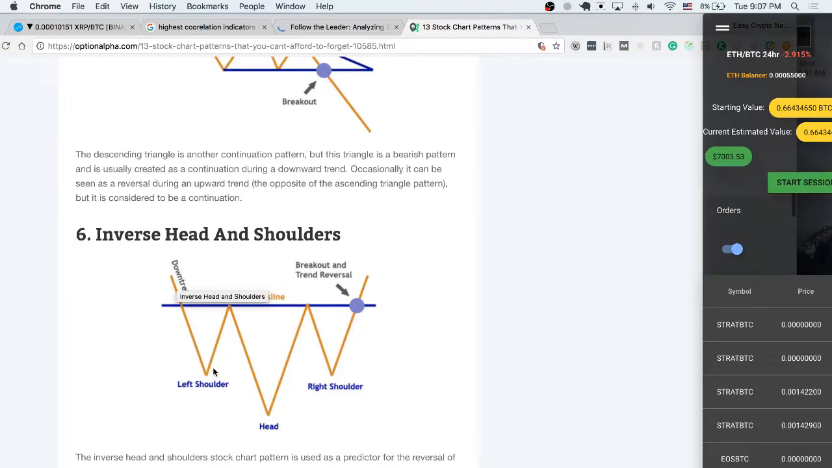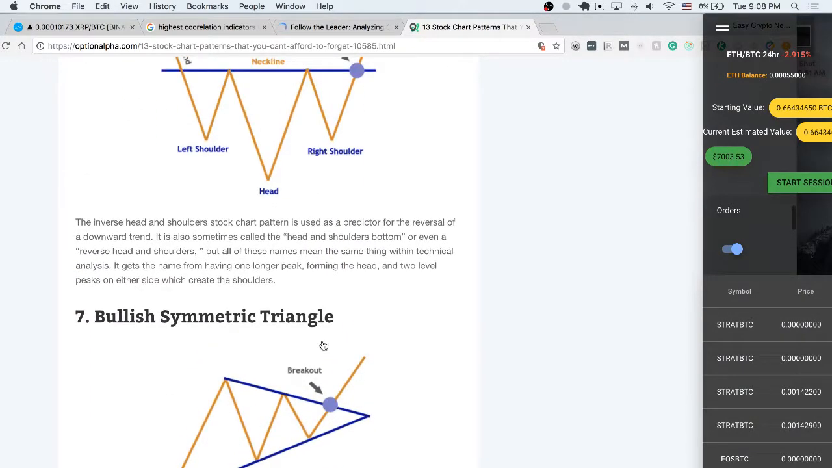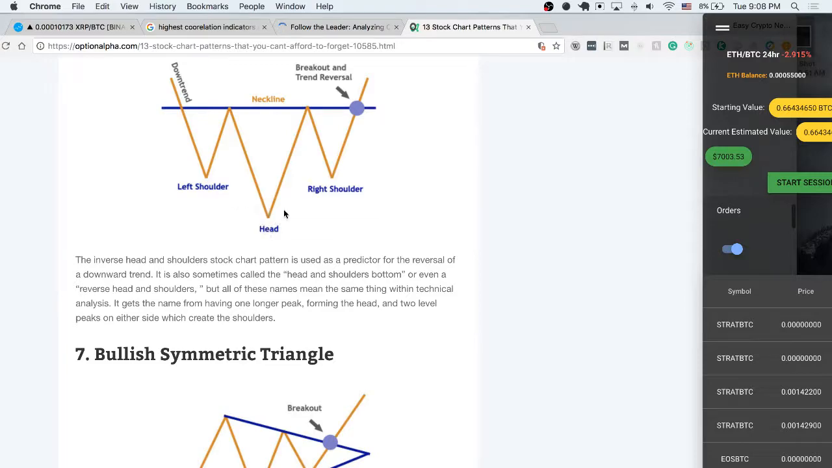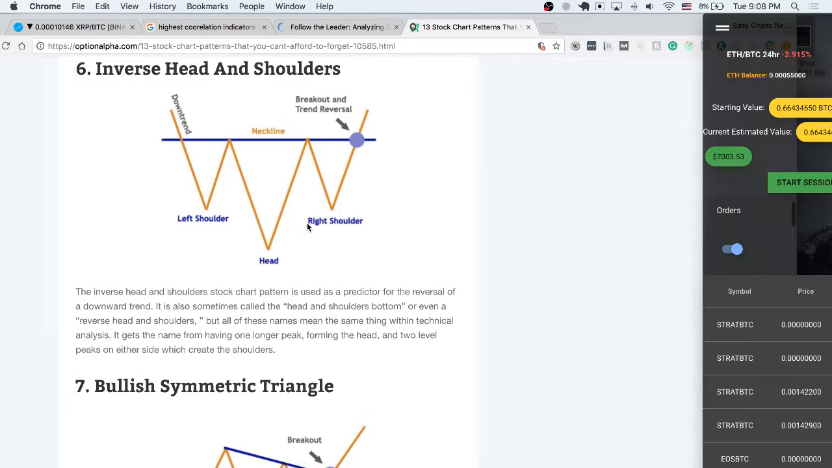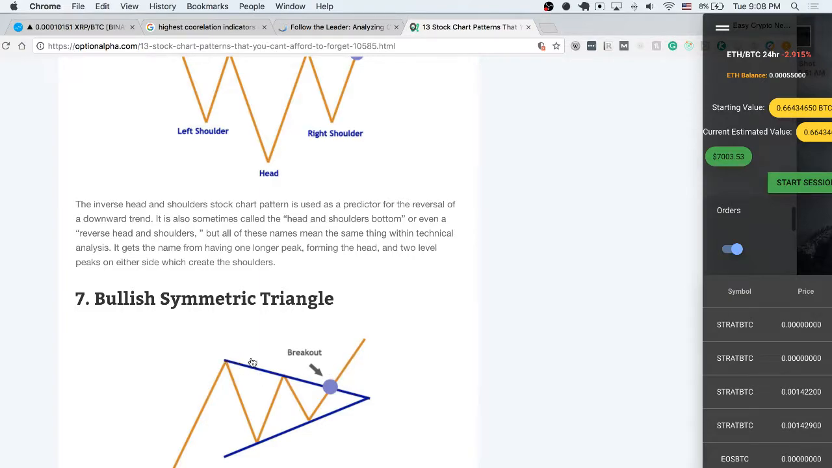So we have an inverse head and shoulders. If you have a head and shoulders going the other way, that's a bearish signal. This is actually a bullish one. So you need a margin of error basically on these, but in my opinion, you should. A breakout here is the price going past its previous boundaries. So let's say.